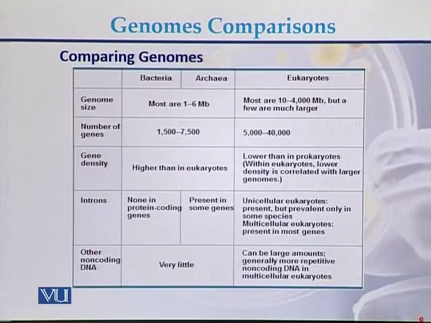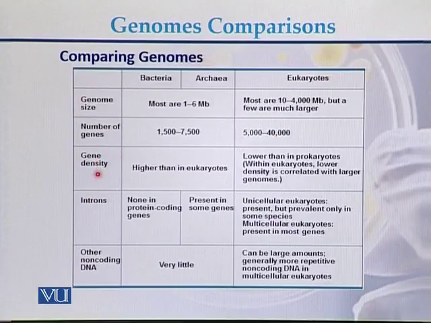This is another comparison of the genomes. We can see here genome size. In bacteria and archaea, most are up to 6 MB, while in eukaryotes, mostly they are 10 up to 4000 MB in size. And when we compare the number of genes, in most prokaryotes the number of genes can be 1500 up to 7,000 or 8,000, while in eukaryotes the number of genes can be 5,000 up to 40,000.